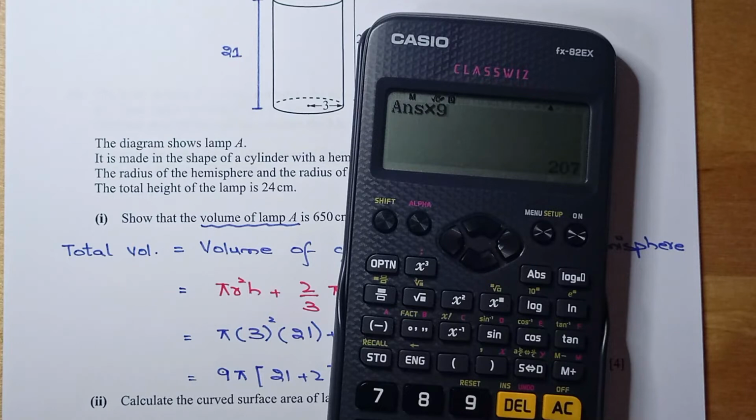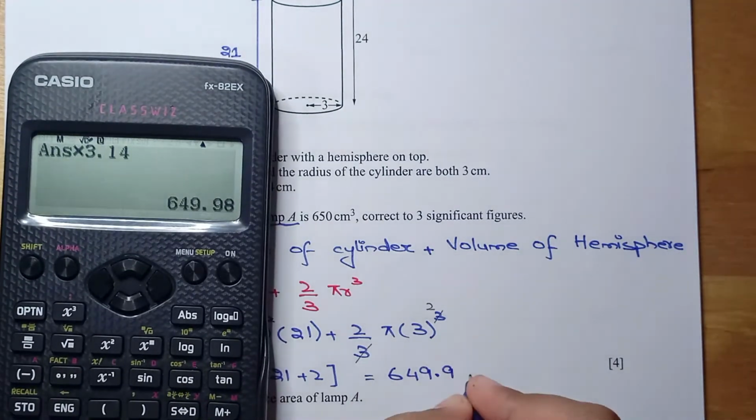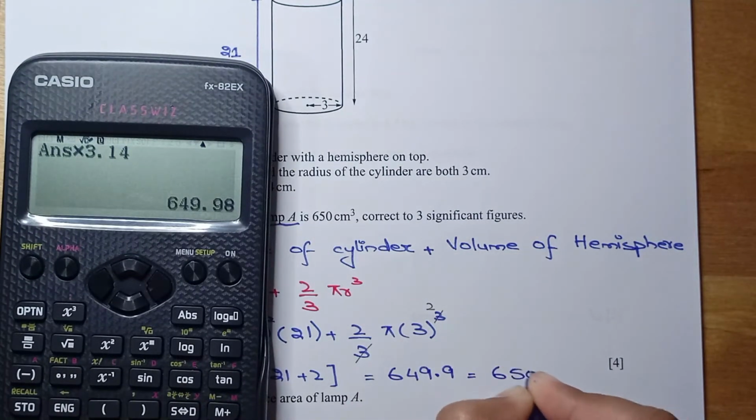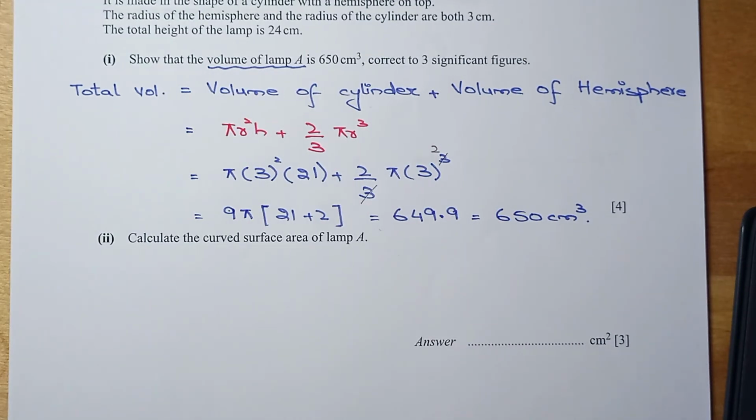23 times 9 is 207, and times 3.14, that is pi. This would be equal to 649.9, and correct to three significant figures, this is 650 centimeter cube. Right. Now for the second part, calculate the curved surface area of lamp A.